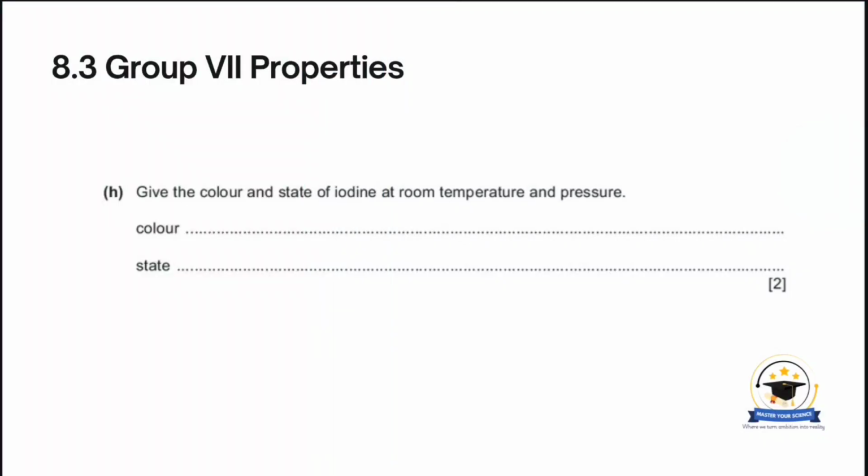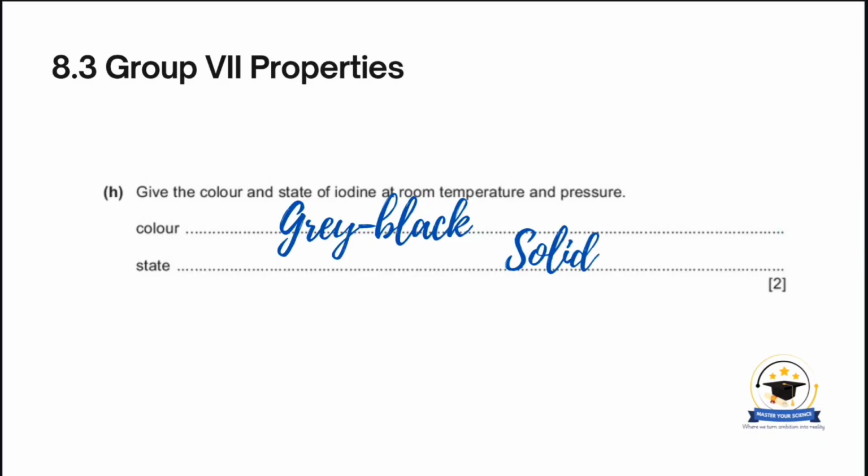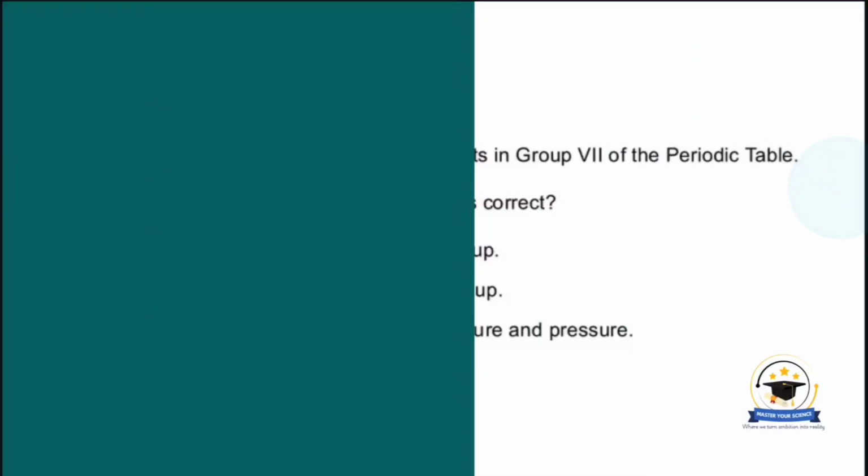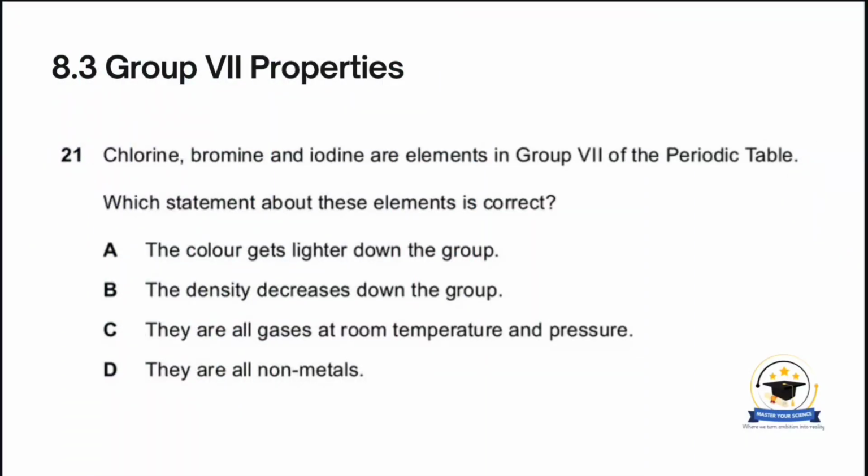Then give the color and state of iodine at room temperature and pressure. So iodine is gray-black and is a solid at room temperature. And chlorine, bromine, and iodine are elements in group 7 of the periodic table. Which statement about these elements is correct?